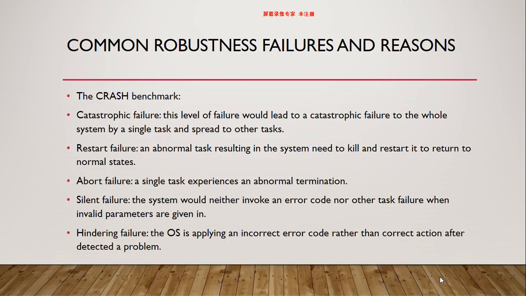Which means this is the highest level of failure for robustness failure. The second one is restart failure, which means an abnormal task results in the system needing to be killed and restarted to return to a normal state. The abort failure: a single task experiences an abnormal termination, which means sometimes the single task is executing normally, but for some reason it's been killed or terminated by the system. So this is the abort failure.